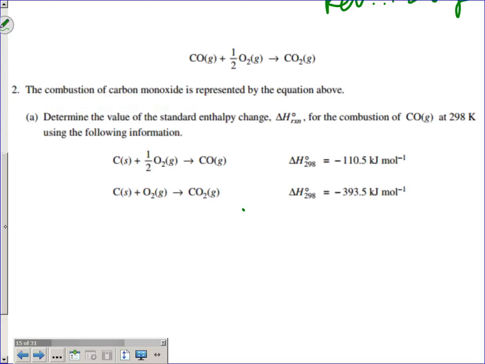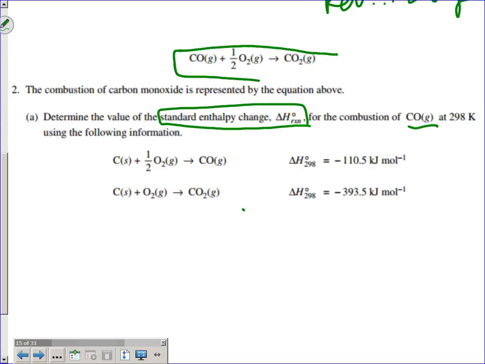Here are the two equations for you. The combustion of carbon monoxide is represented by the equation above. Determine the standard enthalpy of reaction, meaning delta H, for the combustion of carbon monoxide gas using the following pieces of information. They give you baby steps: carbon plus half an oxygen yields carbon monoxide, which releases X amount of energy. And then separately, solid carbon plus oxygen yields carbon dioxide, and that releases that much energy.